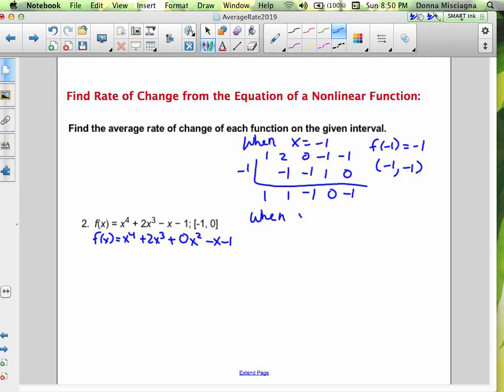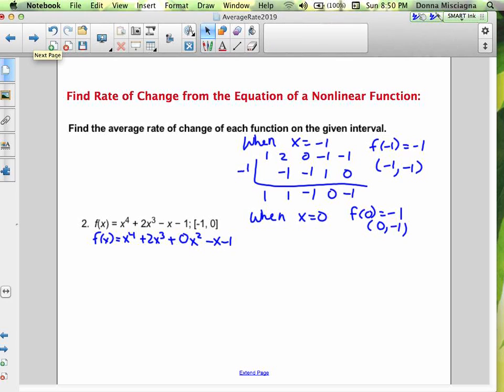When x equals 0 is so easy, we don't need to plug in. We don't need to do anything. If x is 0, all those terms with x's in them are going to be 0, leaving only the negative 1. So when x is 0, we have f of 0 is negative 1. So we have the point 0, negative 1.